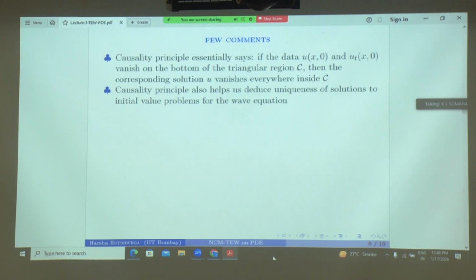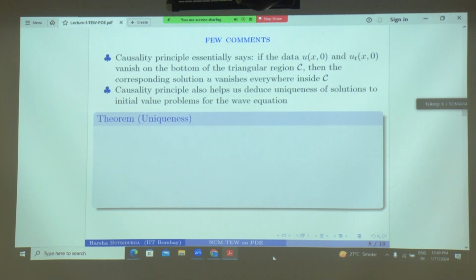Now, it is always helpful to know whether this particular problem can be solved uniquely. If there are multiple solutions for a given data, there is something wrong with your model. You are not modeling the right phenomena. So this is the first question we need to fix, that given a data, there is a unique solution to your problem. And that is this theorem. This uniqueness simply follows from the causality principle that we have just stated. We have not proved it yet, we will try to prove it.